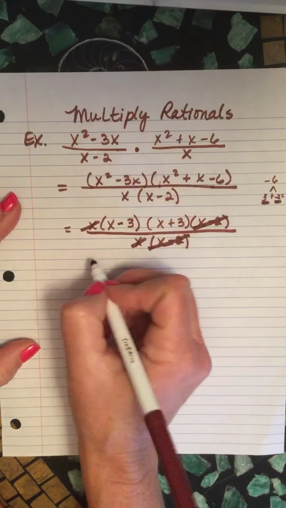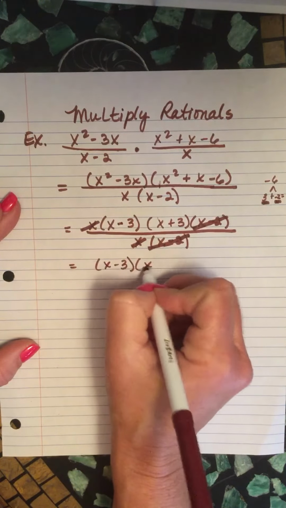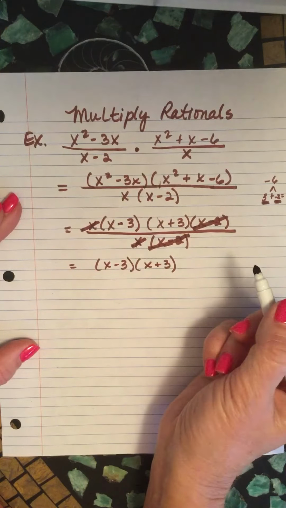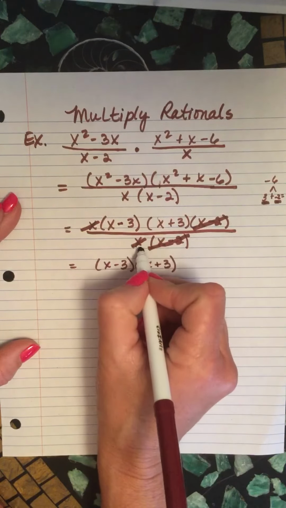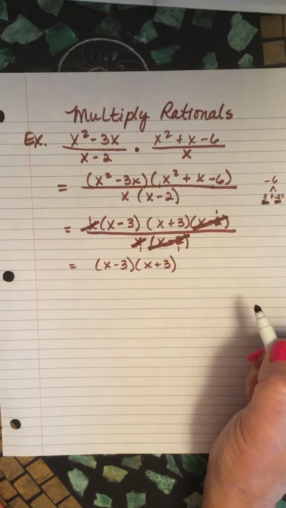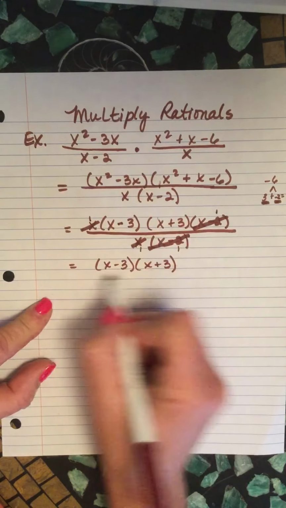Okay, so we're left with x minus 3 times x plus 3 over 1, because remember when these cancel, they actually turn into 1 over 1s. And since we don't have to write our number over 1, we're done. This is our answer.